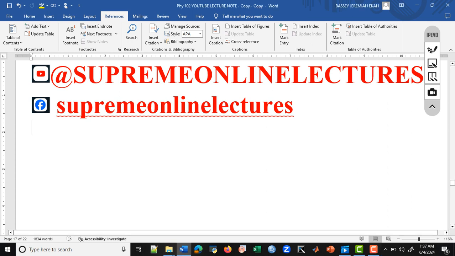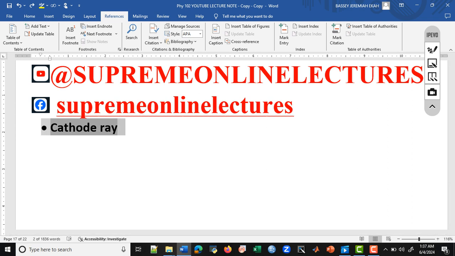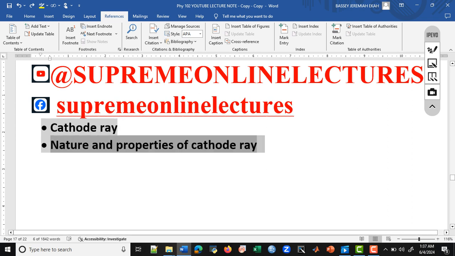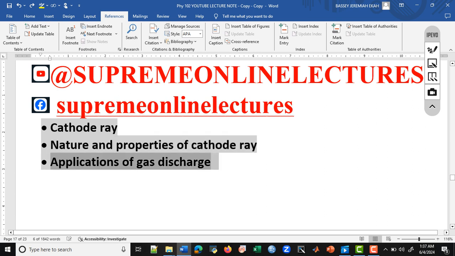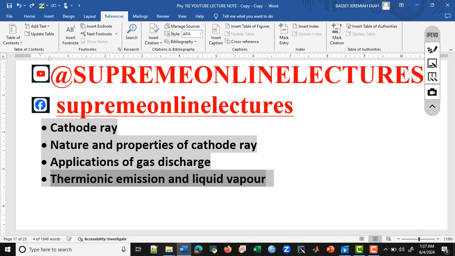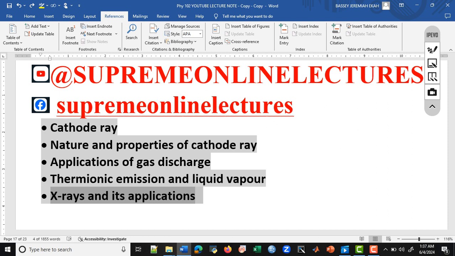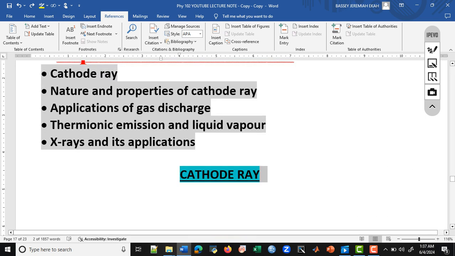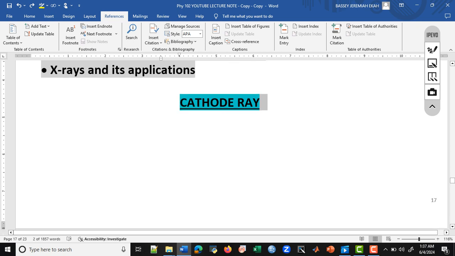In this class, we are going to consider the following: cathode rays, nature and properties of cathode rays, applications of gas discharge tube, thermionic emission and liquid vapor, X-rays and its applications. So let's start with the first one, cathode rays. Before we go into the definition, I would like us to take a look at this video.